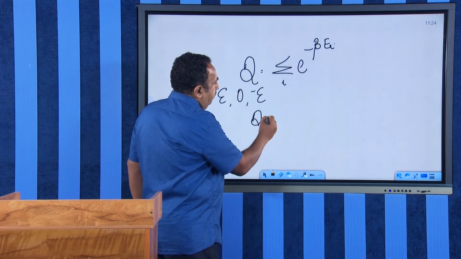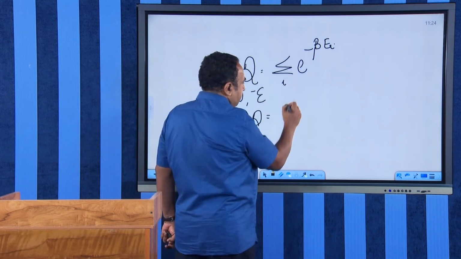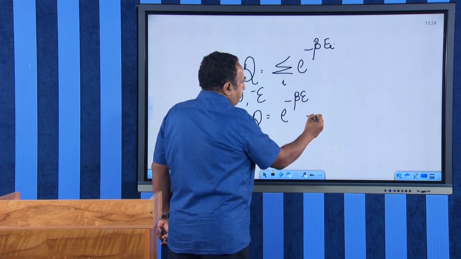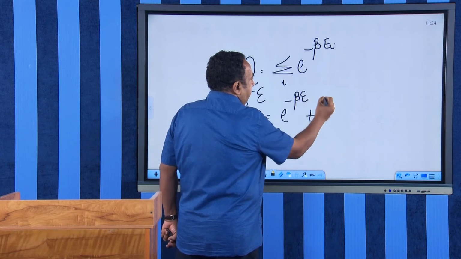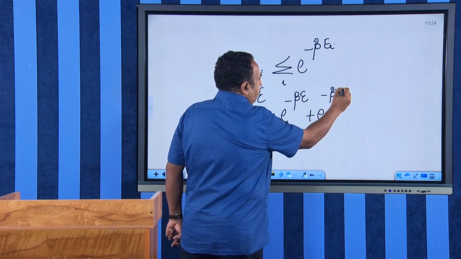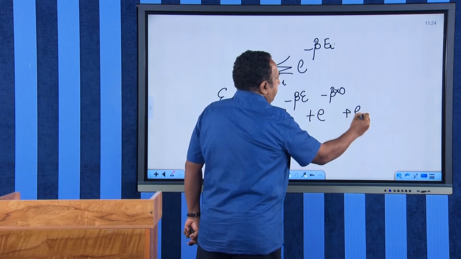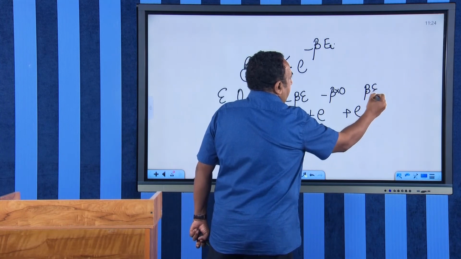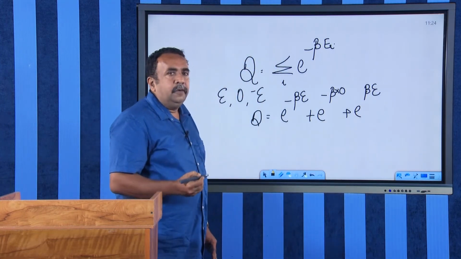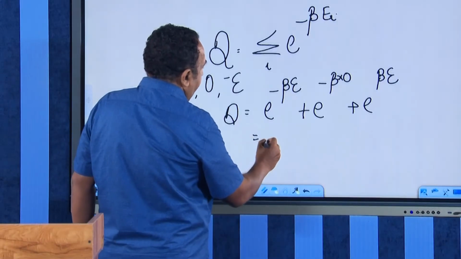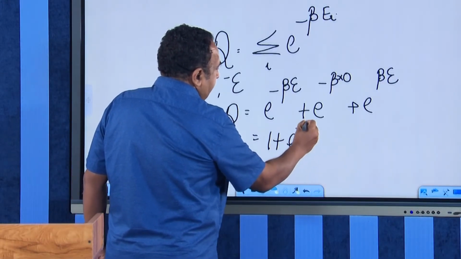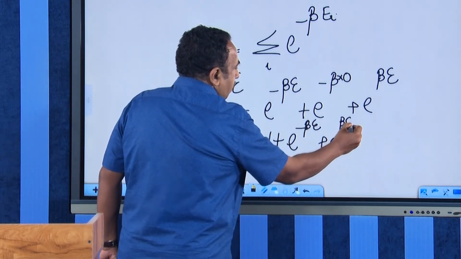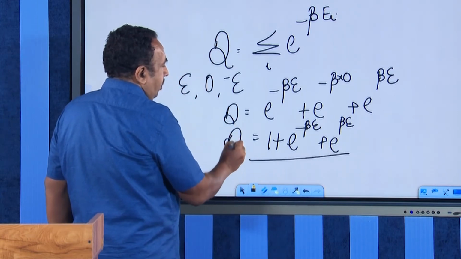Therefore, your Q will be, what you have to do is first substitute your first energy, that is e raised to minus beta epsilon, plus you substitute your second energy, e raised to minus beta into 0, plus your third energy, minus epsilon. This minus and minus will go, you will get beta epsilon, and e raised to 0 will be equal to 1. Therefore, your partition function will be 1 plus e raised to minus beta epsilon plus e raised to plus beta epsilon. Therefore, this is your partition function.